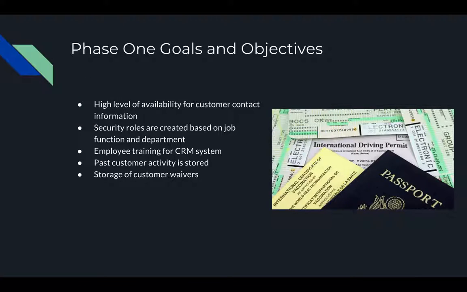So for our phase 1 goals and objectives, we are focusing on a high level of availability for our customer contact information so it can be easily accessed, as well as security roles based on job functions and their department. Also, we want to train employees for the CRM system and be able to store customer activities, present and past, as well as store their waiver information.